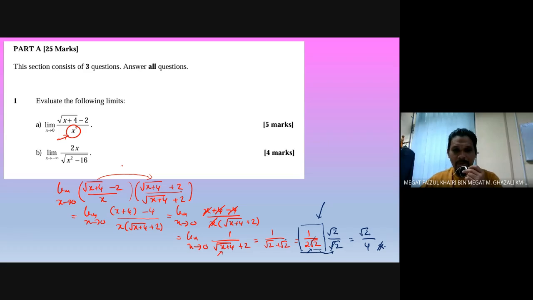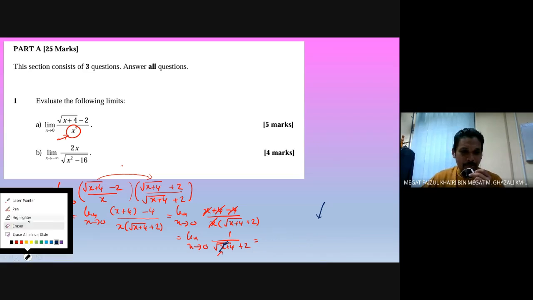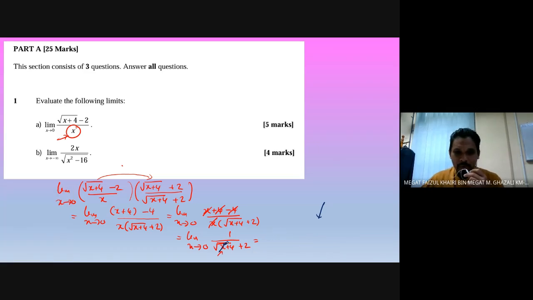Wait. 0 here. Okay, so then square root of 4 equal to 2. Okay, class, I made a mistake from where this square root of 2 comes from, sorry. Okay, so square root of 4 equal to 2, so 1 divided by 2 plus 2 equal to 1 over 4. That's it. Sorry, I made a mistake just now.